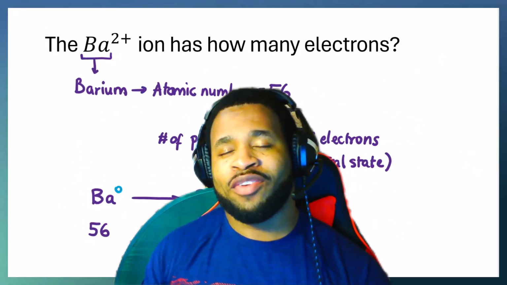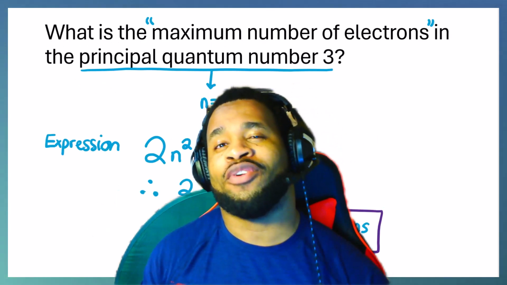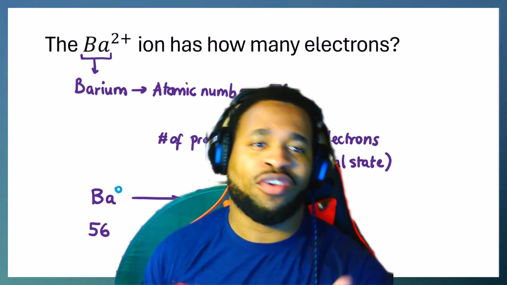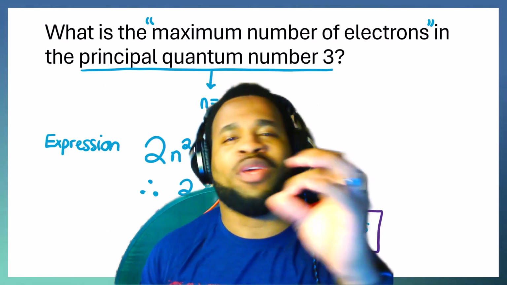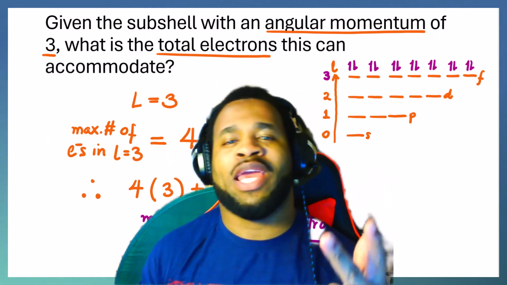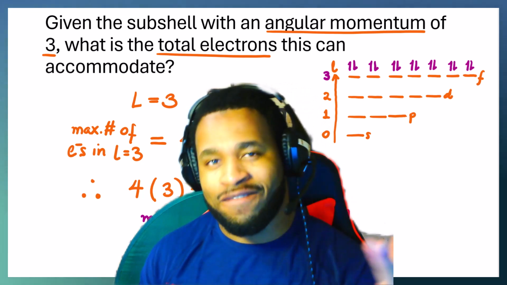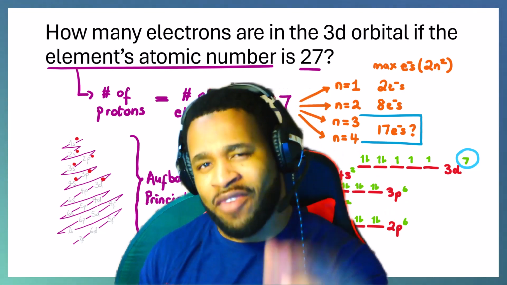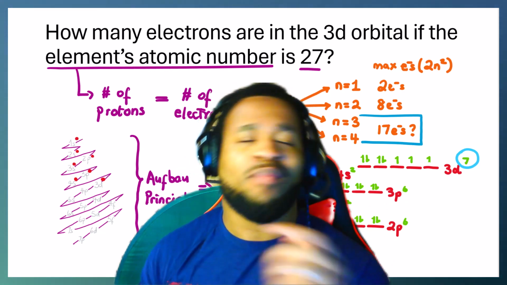And that is about it concerning all the types of questions that you should be exposed to when it comes to atomic structure: not only being able to understand how to count electrons from a neutral atom to an ion, but also determining the maximum number of electrons given the principal quantum number, next being able to determine the maximum number of electrons given the angular momentum, and then finally being able to determine how many electrons are in a specific orbital based on the Aufbau principle in collaboration with the n plus l rule.